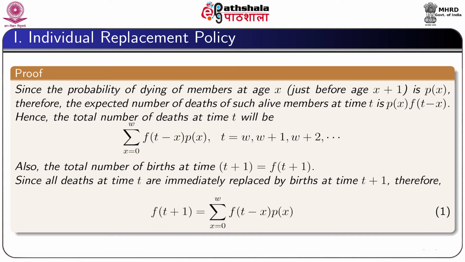Hence, the total number of deaths at time t is equal to sigma x equal to 0 to w f t minus x into p x, where t takes the values w, w plus 1, w plus 2 and so on. Also, the total number of births at time t plus 1 is equal to f t plus 1. Since all deaths are immediately replaced by births, therefore, we can write f t plus 1 equal to summation x equal to 0 to w f t minus x into p x.